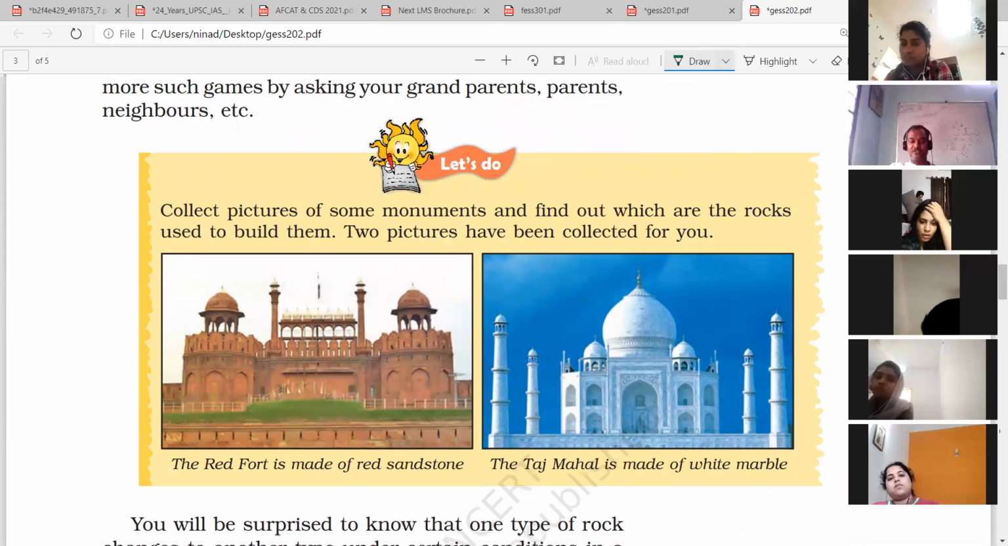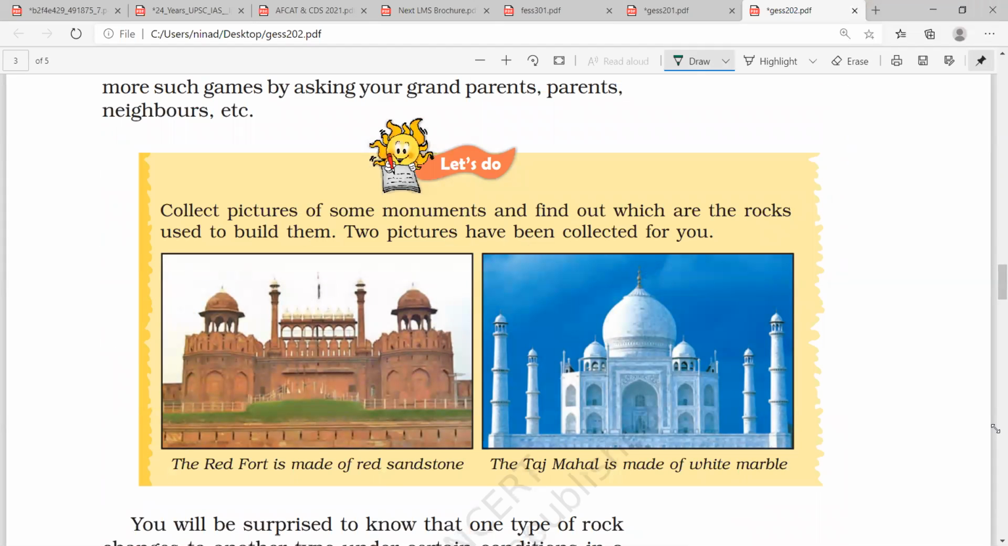Now look at this. This kind of architecture you might have seen. These are made up of marble and sandstone, red sandstone. Red Fort is made up of red sandstone. Likewise, Taj Mahal is made up of white marble. Marble is converted from which rock? Limestone.